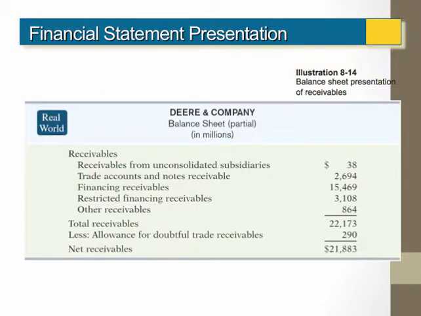So this is how the receivable section on the balance sheet might look for a company that has a lot of different receivables. Note what we did here is we show the most current receivables as the top receivable, and we work our way down to the less liquid. Then, after we get the total receivables, we apply the allowance for doubtful accounts to get the net receivables, or the net realizable value.